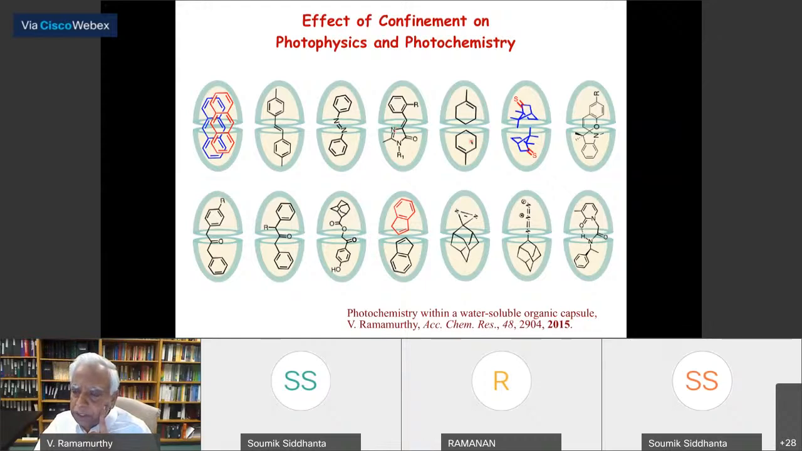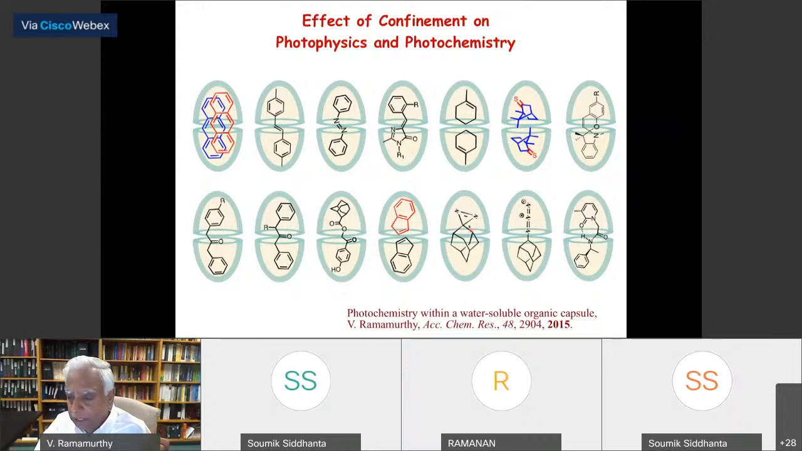Here is a molecule which undergoes oxidation, chemical products are different inside the capsule. And here is a molecule which does not show phosphorescence, it can show phosphorescence. So anyway, there are lots of different molecules we have investigated, and we have shown each one's chemistry is very unique inside the capsule. At the end of it, the message is, when chemistry takes place in a confined space, you cannot extend it from what you study in a textbook.